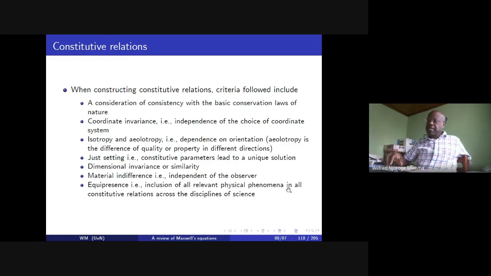Again, it must include all relevant physical phenomena that are in that kind of material, and this should be the same across all disciplines of science. That is, if we make a relation that is only good for us in electrical engineering, but not good for those in physics or those in mechanical engineering and so forth, then that sort of relation is not proper. It does not show equipresence, so to speak.